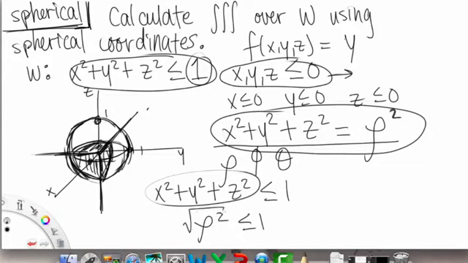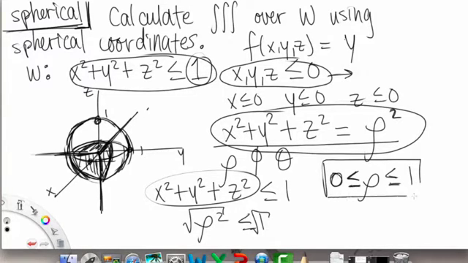If we square root both sides, we get that rho is less than or equal to 1, and automatically, because it's a radius of some sort, in this case a spherical radius, rho has to be greater than or equal to 0. So these are the bounds on rho, and that's a good start.